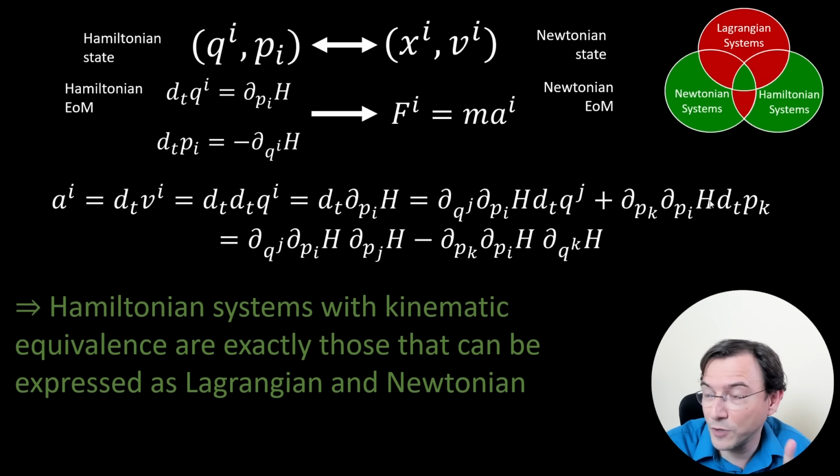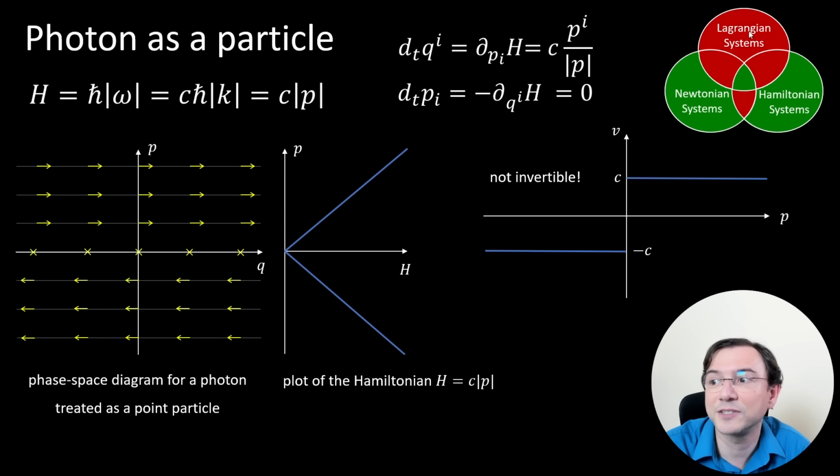But first, before looking at the final diagram, let's look at another example of a Hamiltonian system that is not Lagrangian and Newtonian. As a simple example, we can use the photon as a particle. We know that the Hamiltonian, the energy of a photon, is h bar times the angular frequency. The angular frequency can be written as the wave number times c, but then h bar times the wave number is the momentum. So we have that the energy, the Hamiltonian, is c times the absolute value of the momentum.